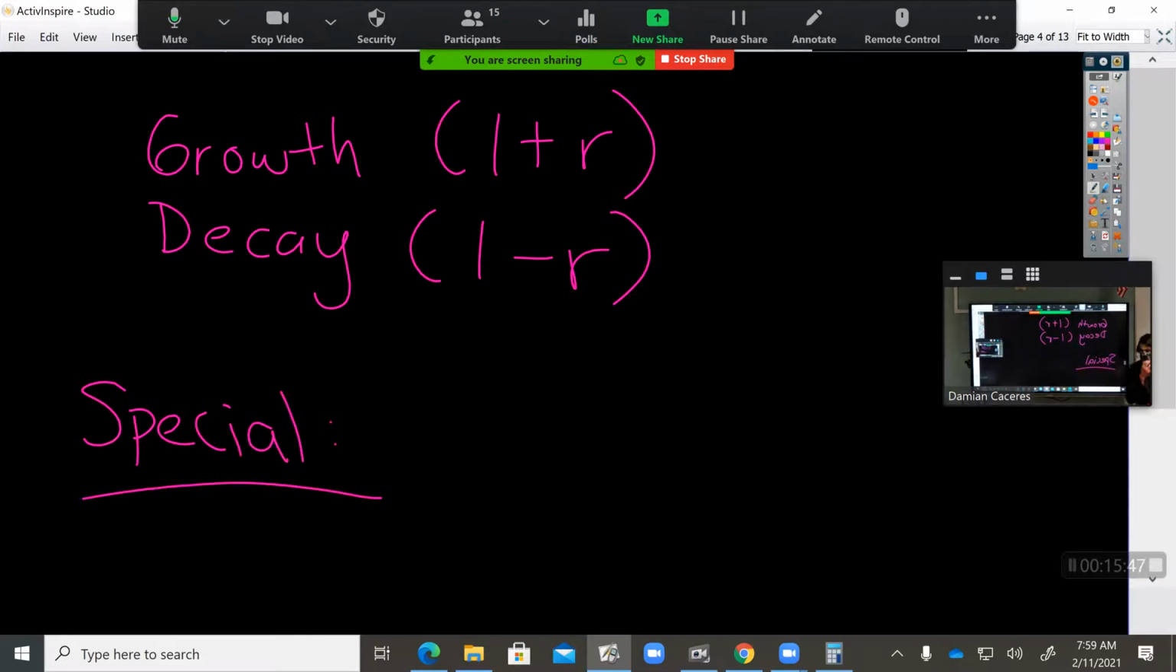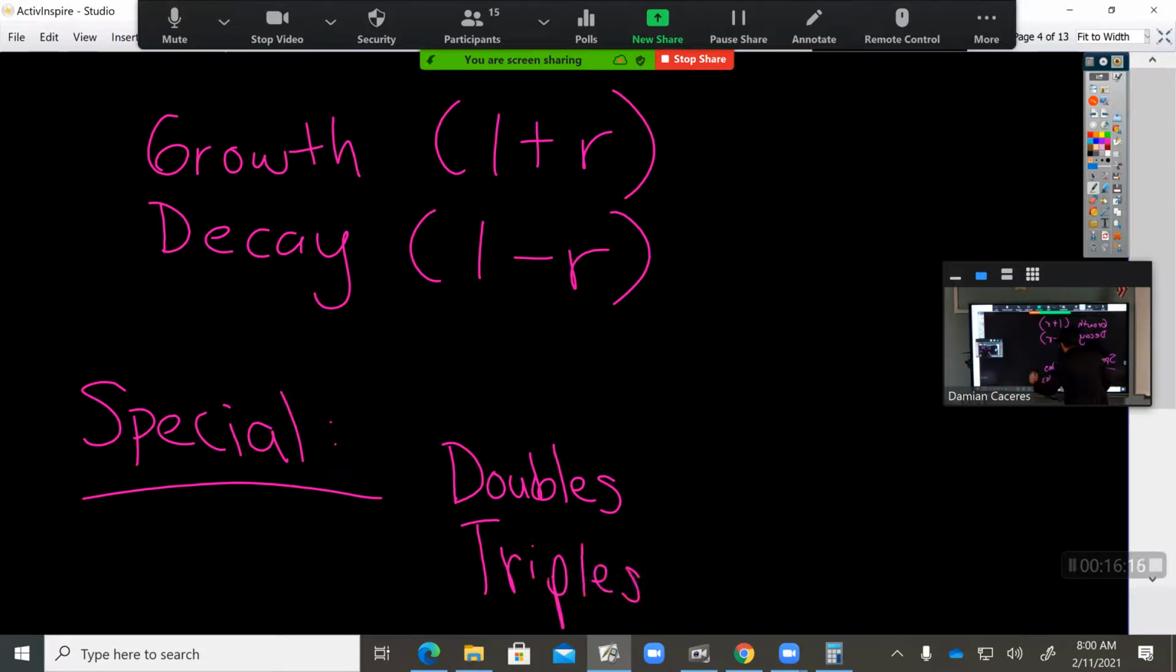The special cases are if you don't see a percent anywhere. So let's say you read a word problem and you have no percent anywhere. Then how do we know what R is without a percent? I'll tell you how you know what R is. If you don't see a percent, you're going to see one of these words that I'm going to put here in this category. Doubles, triples, and half-life.